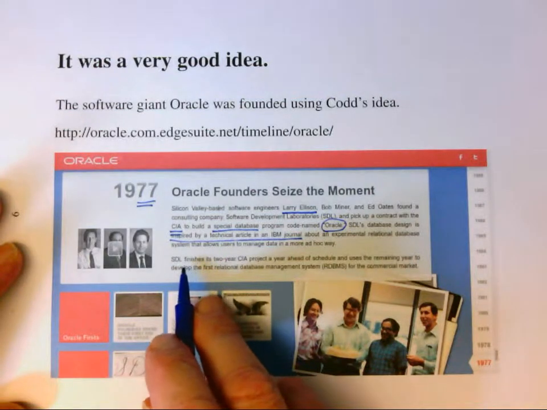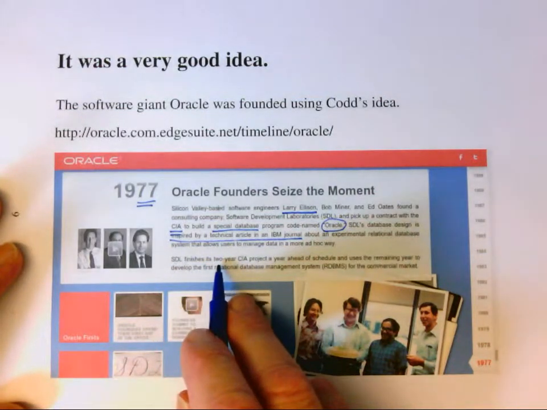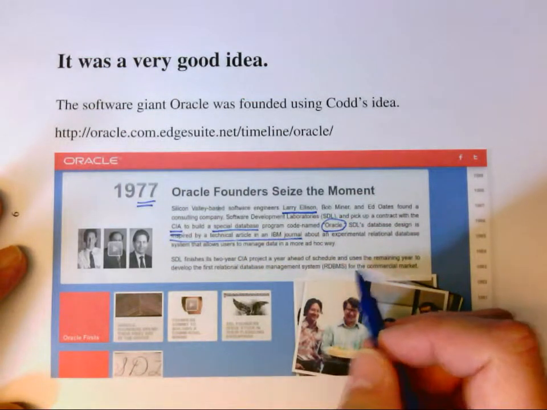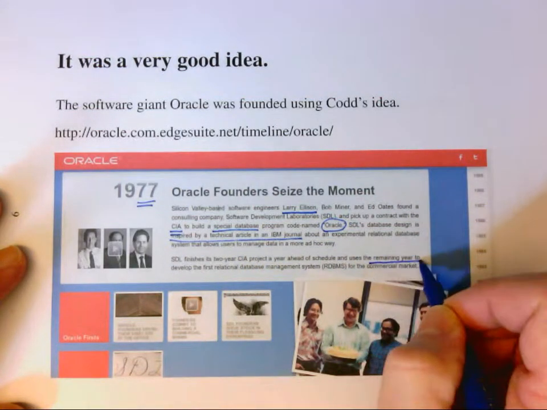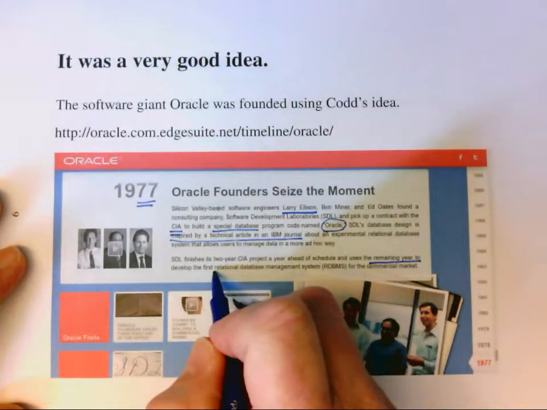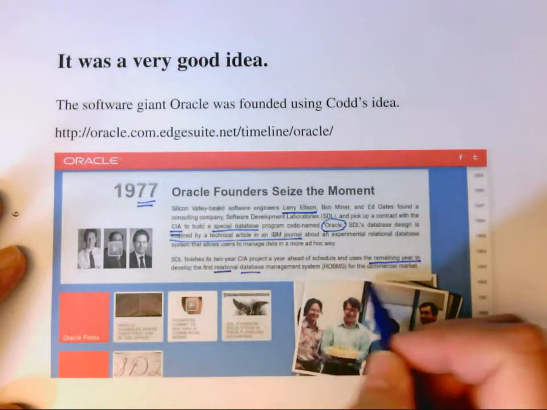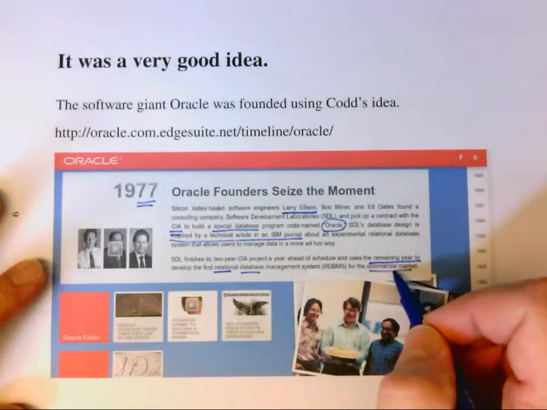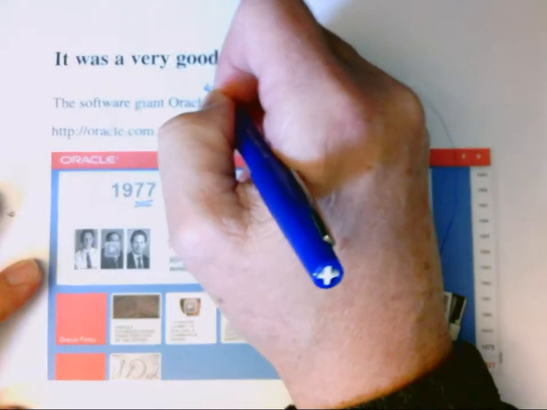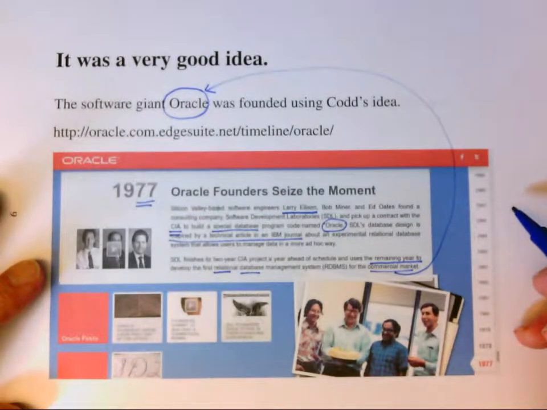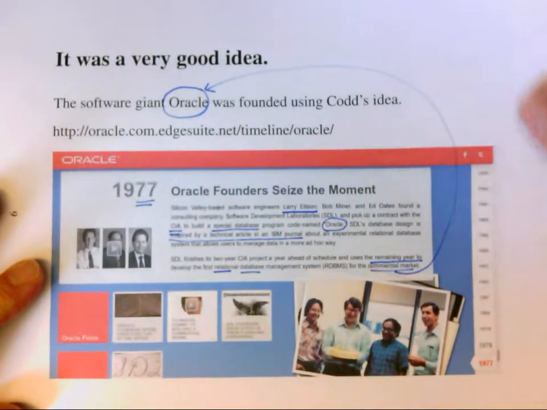Ellison's company contracted to work for 2 years for the CIA. They got it done ahead of schedule, and they had a remaining year to develop a relational database management system for the commercial market. They simply took the CIA code name and turned it into the name of their company. This is one of the biggest software companies in existence, and they actually predate Microsoft.